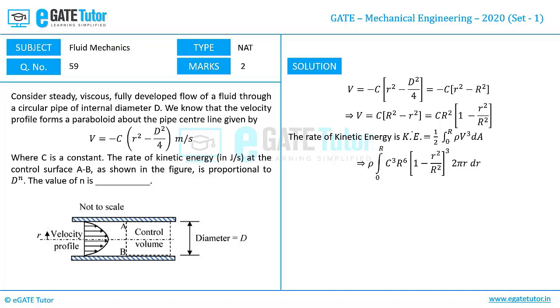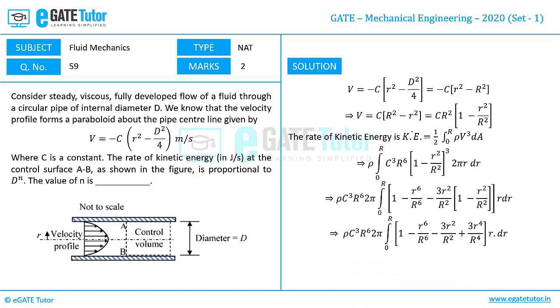Since the density is constant, it is removed out, and also it is given that C is constant, so that also will be removed out of the integral. And also by taking out 2 pi and R power 6 as constants of the integral, since we are integrating with respect to small r, we are left with rho C cube R power 6 2 pi integral 0 to R, and this bracketed term is nothing but (1 minus r square by capital R square) whole cube. Rewriting that will give us this last expression, and upon further simplification it is given like this. And now upon substituting the limits 0 and R, we are left with this expression.